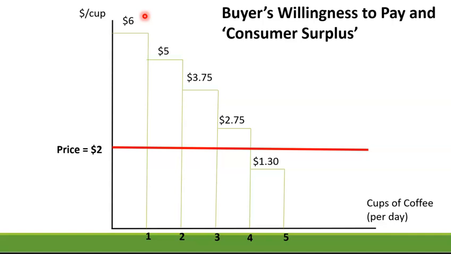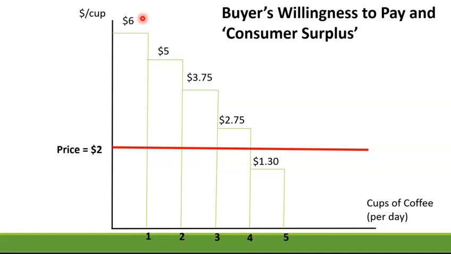Now, I just want to add that the willingness to pay is obviously going to depend on things like what substitutes are available and where they're located. That's going to determine how much somebody is going to be willing to pay for an individual seller's cup of coffee.